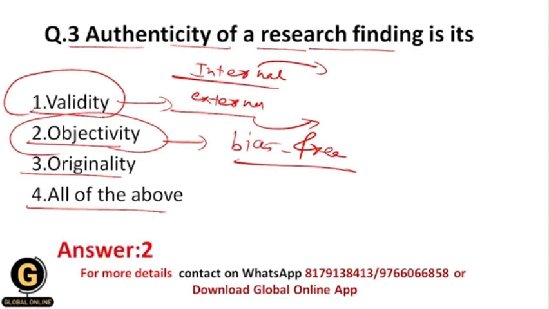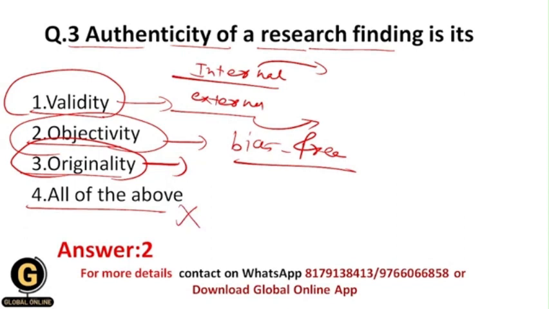Okay, now what is originality? Originality means that it is original, it is not duplicate, it is not like we have copied it from somewhere else. So originality is a concept which comes under objectivity, because objectivity is a bigger concept. Okay, and it includes validity as well as originality, and that's why the correct answer to this question is objectivity, not all of the above.